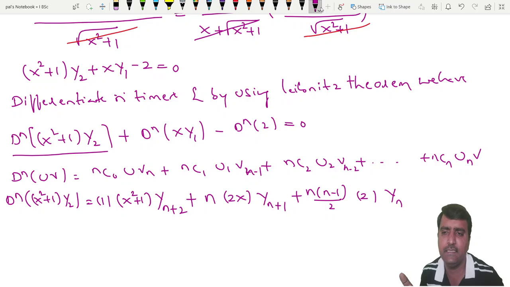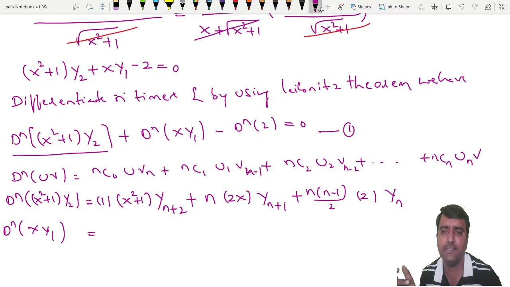So I'm simplifying this. You substitute those values in the above equation, call it 1. Finally, you substitute those values in 1. So again, nth differentiation of one more term, xy1.